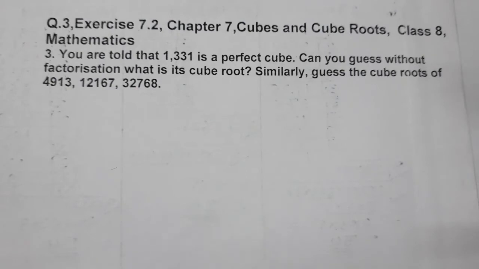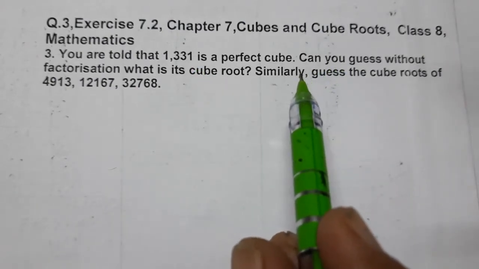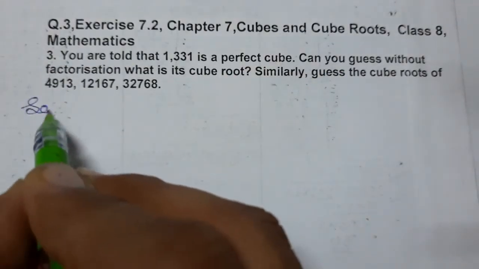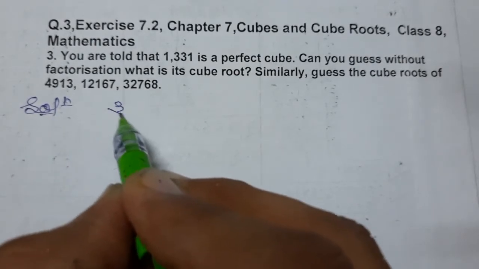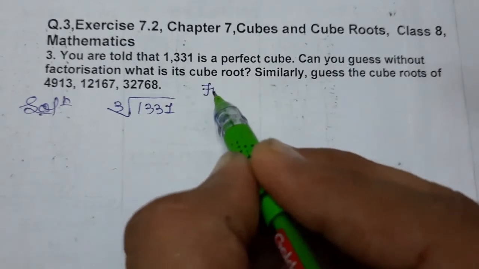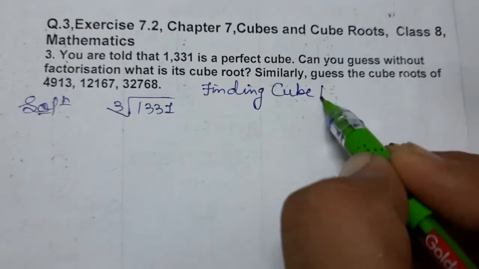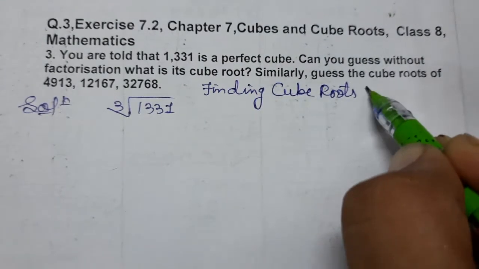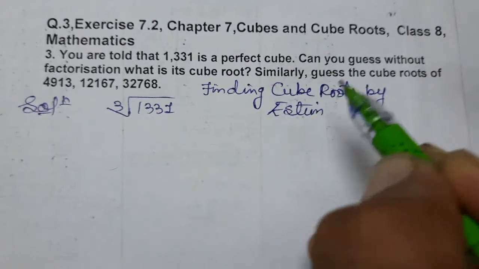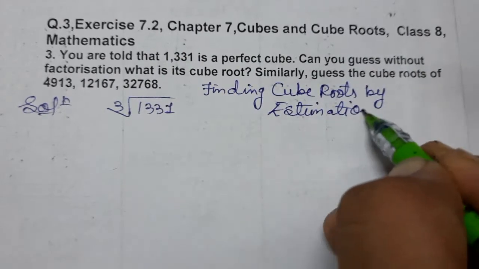So let's start, and we have to do it by estimation. We have to guess it, so we have to do the estimation method. So finding cube roots by estimation method. Solution. First one, we need to find out the cube root of 1331. There are 4 questions, 1, 2, 3, 4. 4 questions we'll do by estimation method.